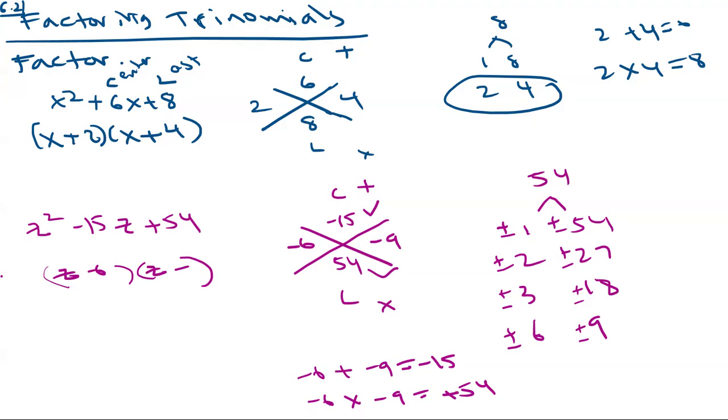Okay? And in fact, let me rewrite this here. Anytime you have this combination where the negative is in the middle and the positive is in the back, that means both of your factors are going to be negative. So that's why we had z minus 6 and z minus 9. And that's all we have to do in that one.